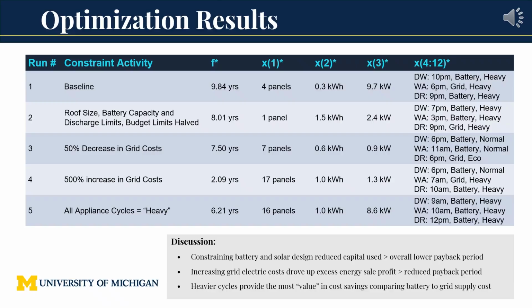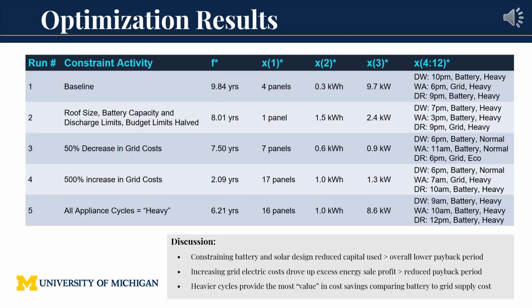Finally, we'll look over the results. In order to evaluate the robustness of our system, it's important to consider a range of settings or conditions in which the optimization model may be used. Our first run is a baseline with average values set for all constants and parameters, which resulted in a minimized payback period time of 9 years and 10 months.